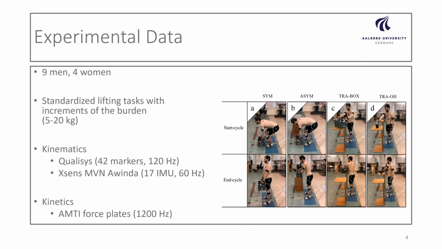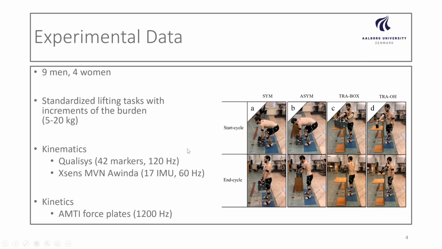So in order to do this computational study, we of course also needed some experimental data. We recruited 9 men and 4 women, and we asked them to do some standardized lifting tasks, as you can see here on the right side. They did a symmetrical lifting task, an asymmetrical lifting task, a transferring task with a box, and a transferring task with one hand. The symmetrical lifting task was performed with 5, 10, 15, and 20 kilograms, and the asymmetrical task with 5 and 10 kilograms in the box.